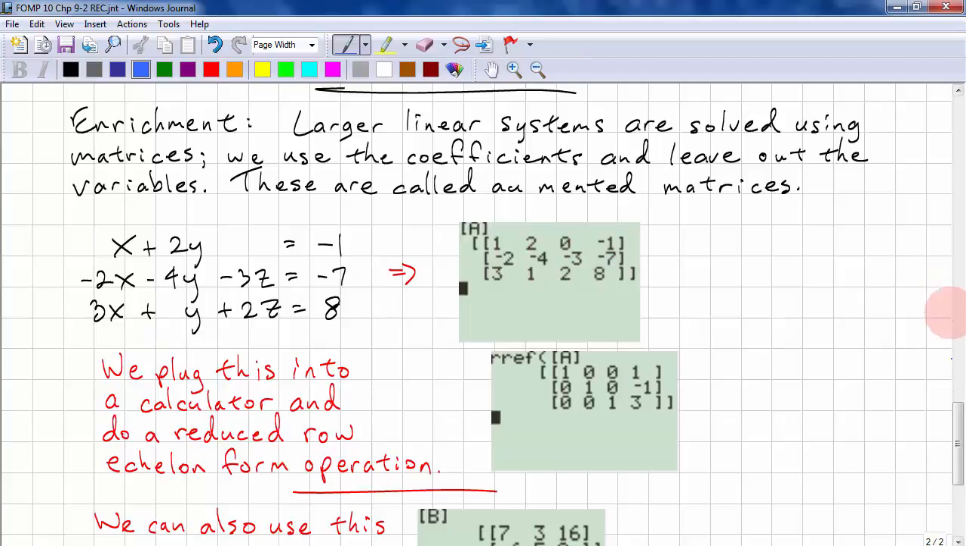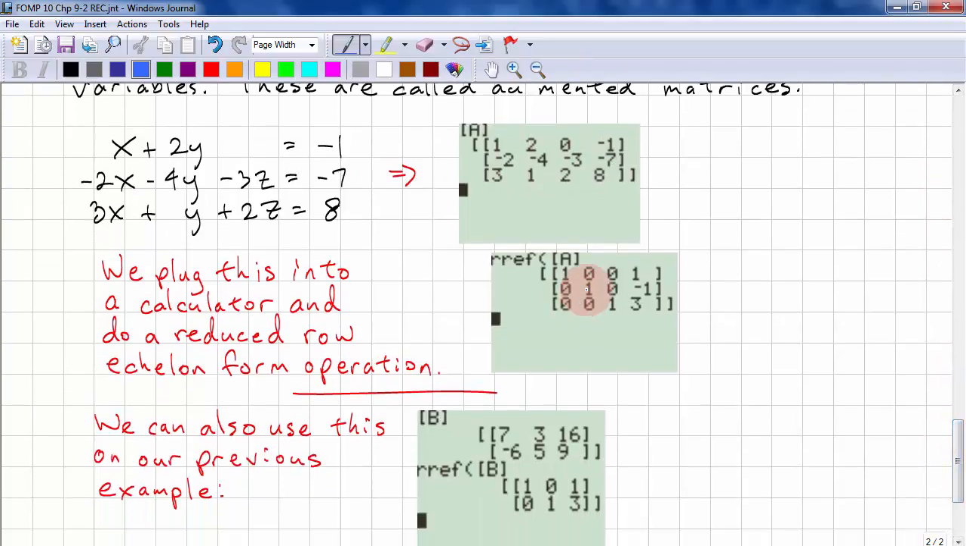And the function that we use on the calculator is called a reduced row echelon form operation. So we do the operation on matrix A, which is what we entered. And then we get 1, 0, 0, 1. Remember, this column is X, this column is Y, this column is Z, this is our coefficients. And then there's an equal sign in between. So X equals 1, Y equals negative 1, Z equals 3. And that's our solution.